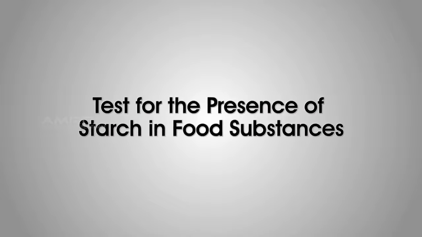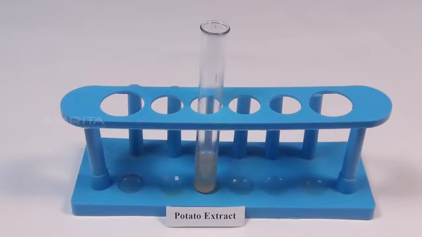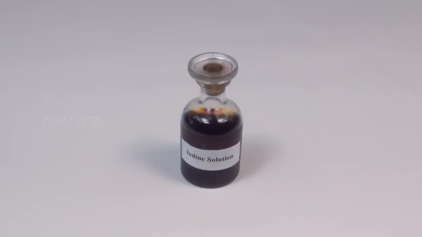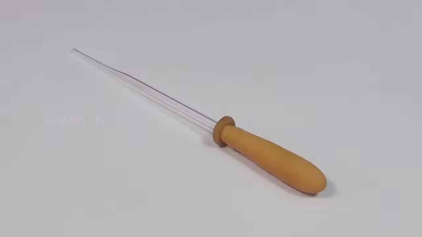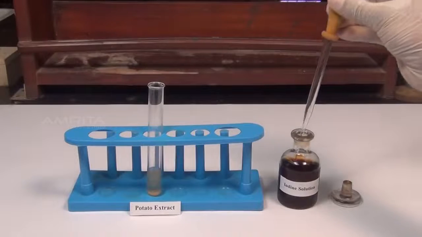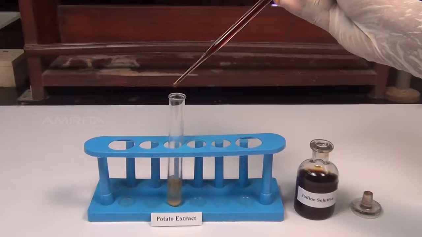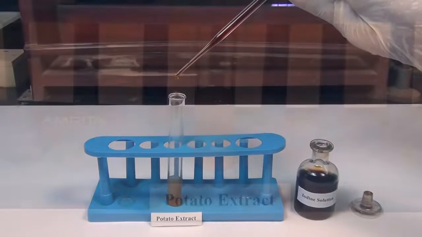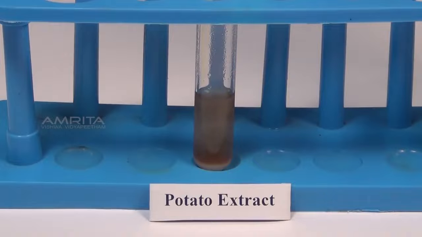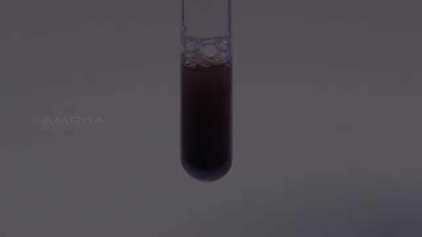Let's test for the presence of starch in food substances. Materials required: potato extract in a test tube, iodine solution and a dropper. Procedure: using a dropper, take a small quantity of iodine solution. Add 5 drops of iodine solution to the test tube containing potato extract. Blue-black color indicates the presence of starch in the potato extract.